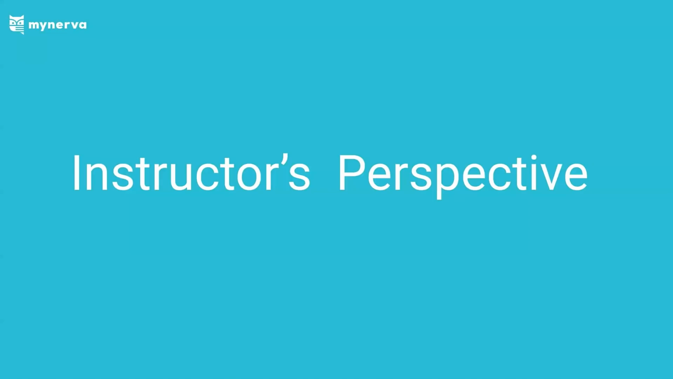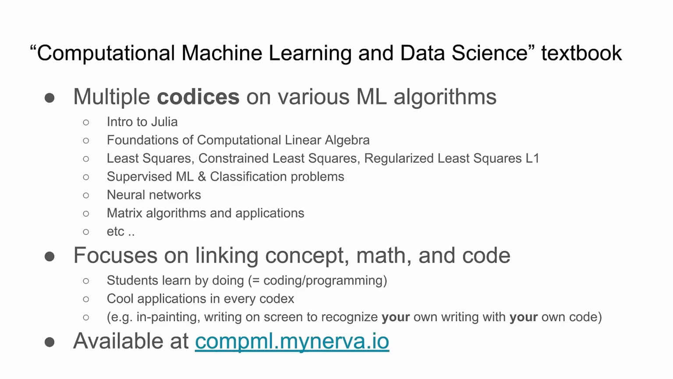And finally, Raj is going to talk about the instructors' perspective. Okay, thanks, Travis. So the idea I hope you've gotten is that when you write a computational textbook in this way, there are many ways one can try to use it. In the class that I teach at the University of Michigan, called Computational Learning and Data Science, I've written a textbook in this form, which has multiple codices that take on the role of chapters. They showcase various machine learning algorithms of the kind you would expect in a normal class.